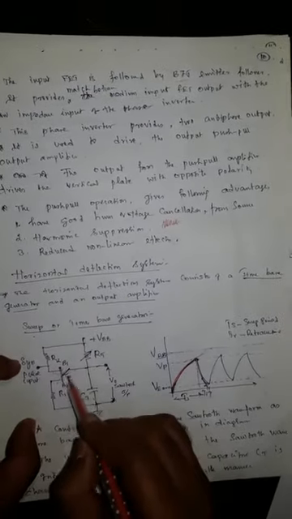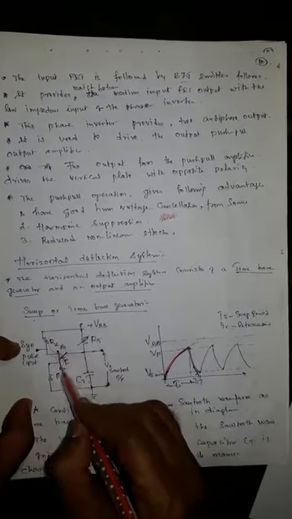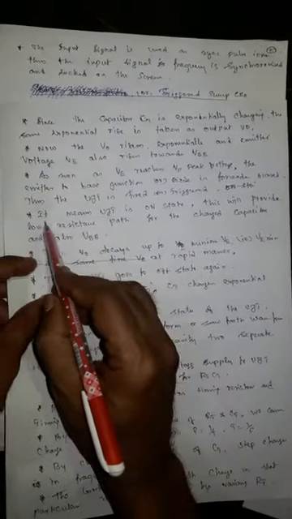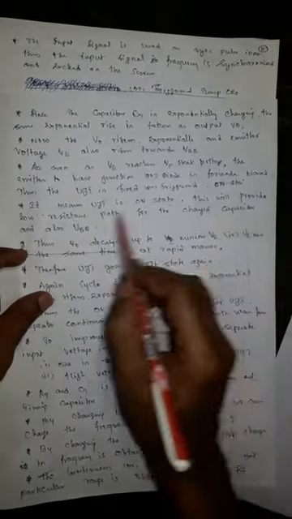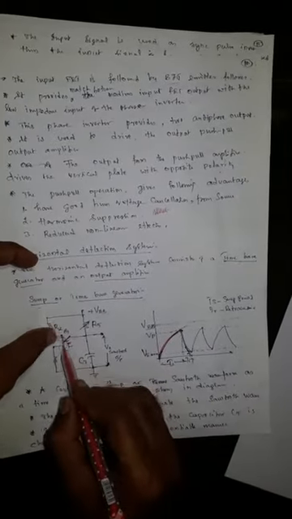This switch will be closed once the UJT is fired or triggered. It means the UJT is in the on state. This will provide a low resistance path for the charged capacitor and also VBB. Once the switch is closed, what happens?